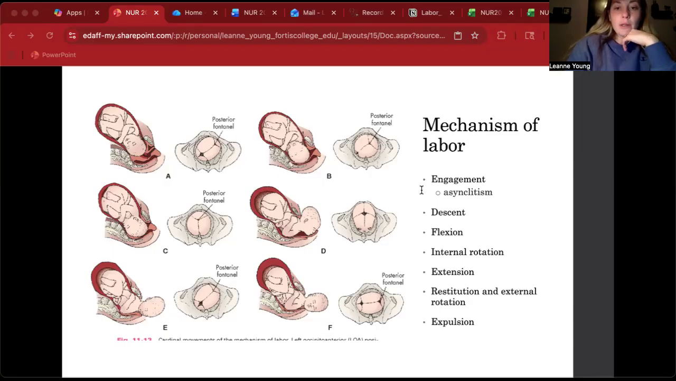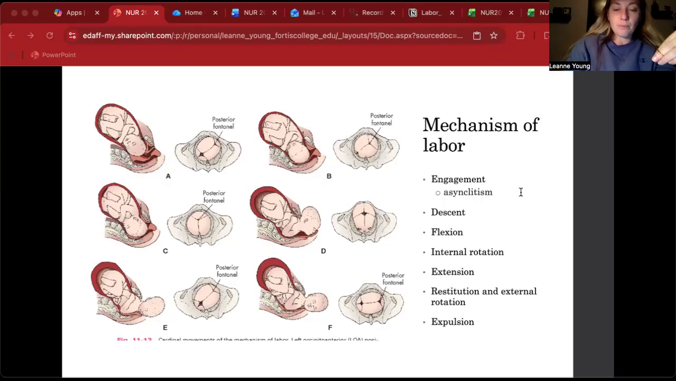Descent refers to the progress of the presenting part through the pelvis, and it's determined by four factors: the pressure exerted by the amniotic fluid onto the baby, the direct pressure of the contracting fundus on the fetus, so how well is that uterus squeezing and contracting, and the force of contraction on the maternal abdomen in the second stage of labor. These are all things that we need to take into consideration whenever we're talking about descent.